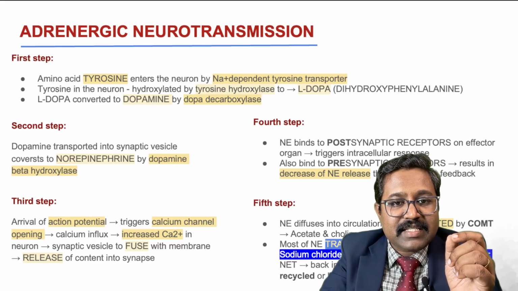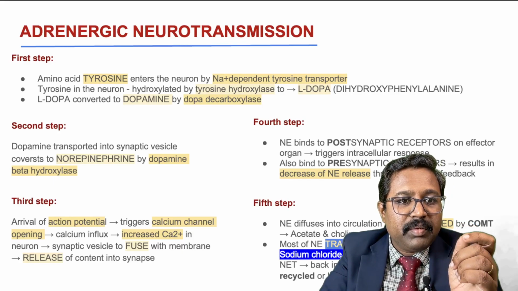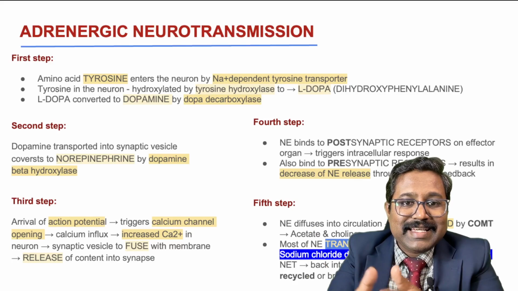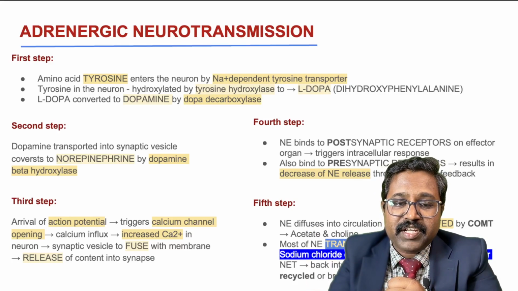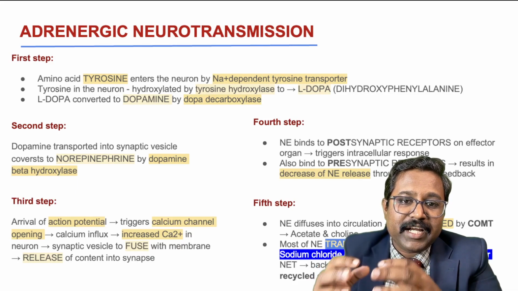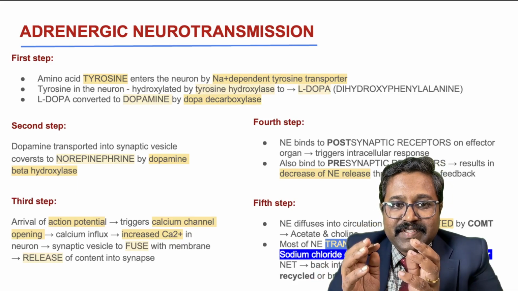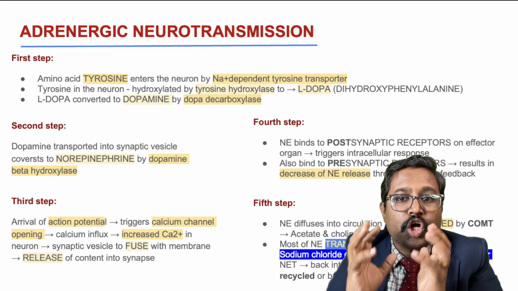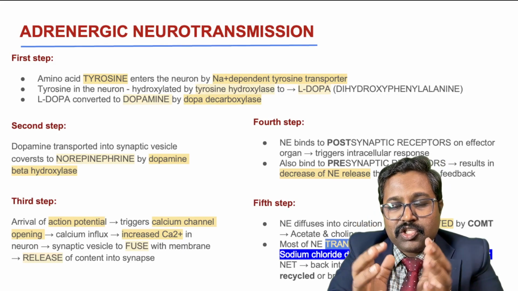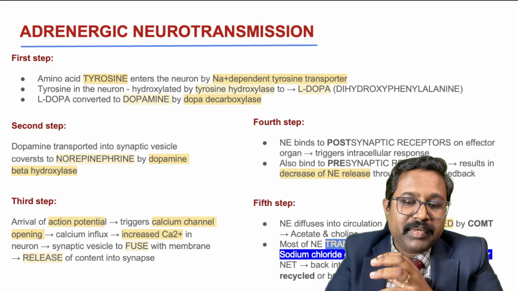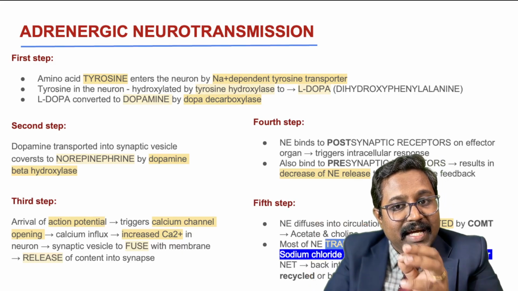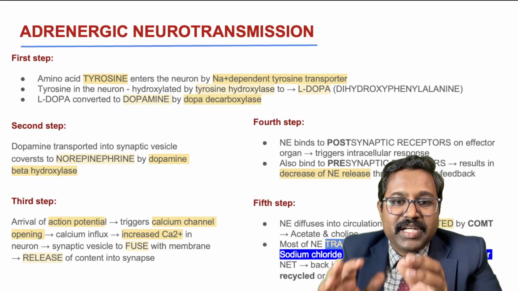And next, in the second step, the dopamine is transported into the synaptic vesicle and gets converted into norepinephrine with the help of dopamine beta hydroxylase. So in the synaptic vesicles, you have only norepinephrine predominantly. Dopamine, after entering into the vesicle, gets converted into norepinephrine with the help of an enzyme called dopamine beta hydroxylase.